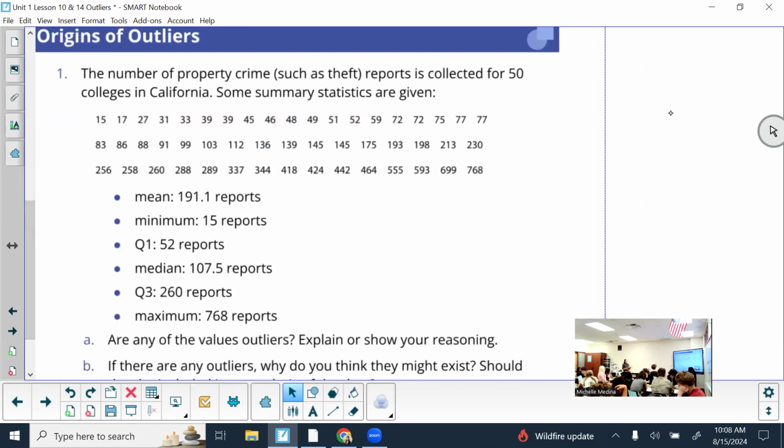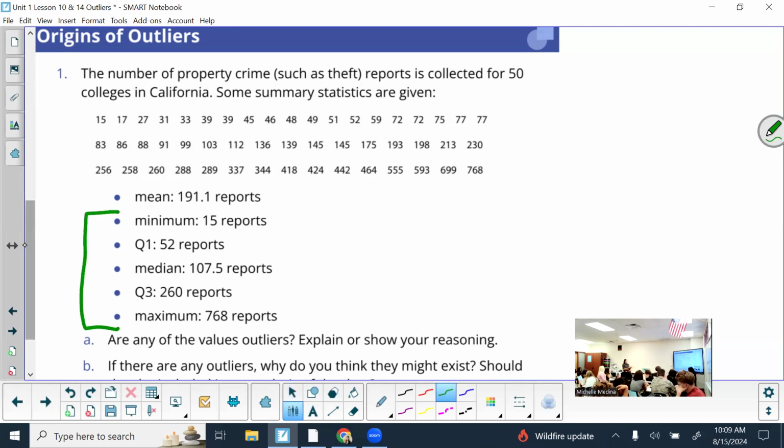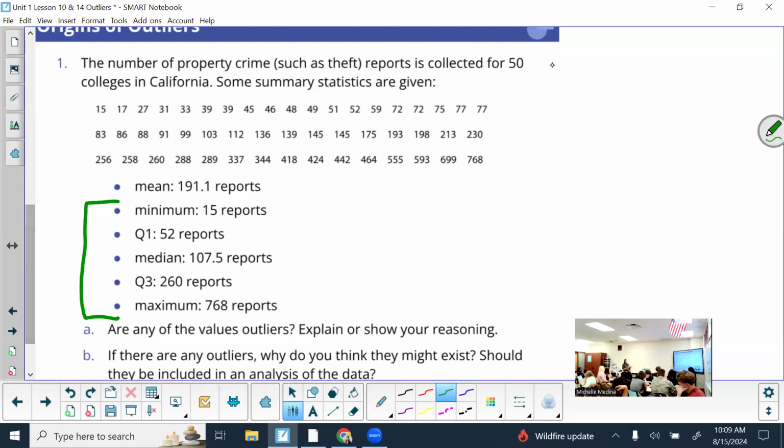It's more user friendly, it gives you the statistics already, hopefully you know how to find these if it wasn't given to you. Do we have enough information to make a box plot? We do, we have our 5-number summary right here. Alright, so use those rules to determine if any of these are outliers. If you find the answer, move on to the rest of those questions. Why do you think they might exist? Should we exclude them? Blah, blah, blah. I'll give you 5 minutes.